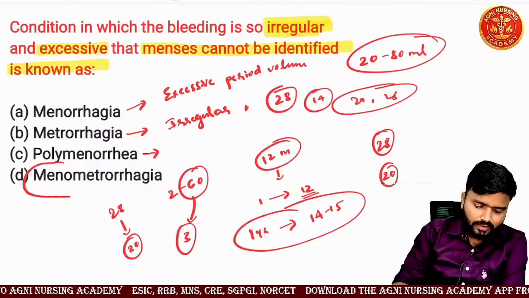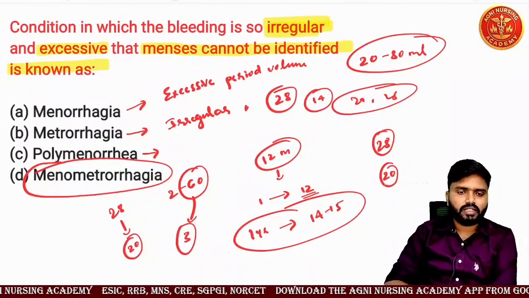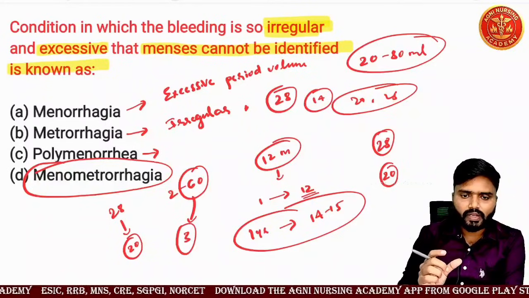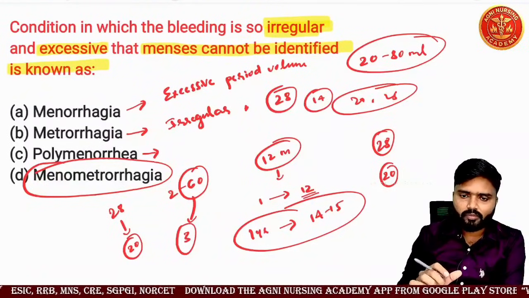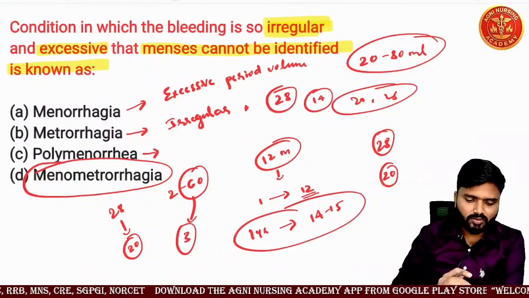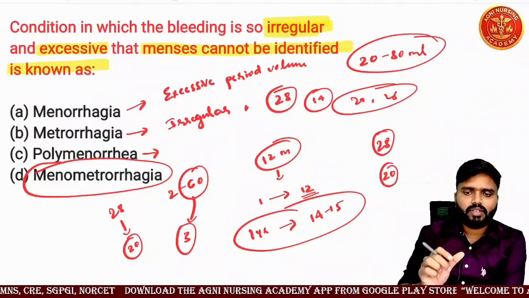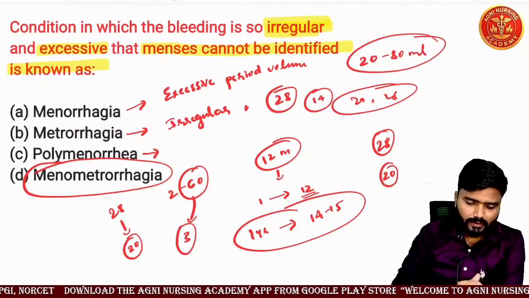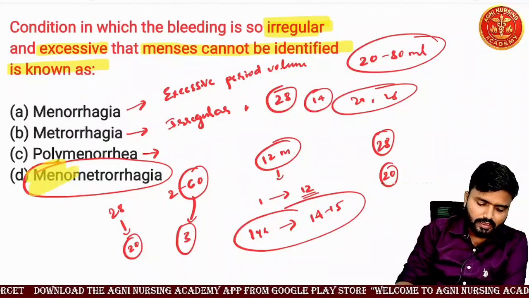And here the D option, that is menometrorrhagia. Meno means menorrhagia, excessive in volume. Metrorrhagia means irregular in cycle. Understood? Menometrorrhagia means excessive in volume and irregular in cycle. So option D is the correct answer for this question.